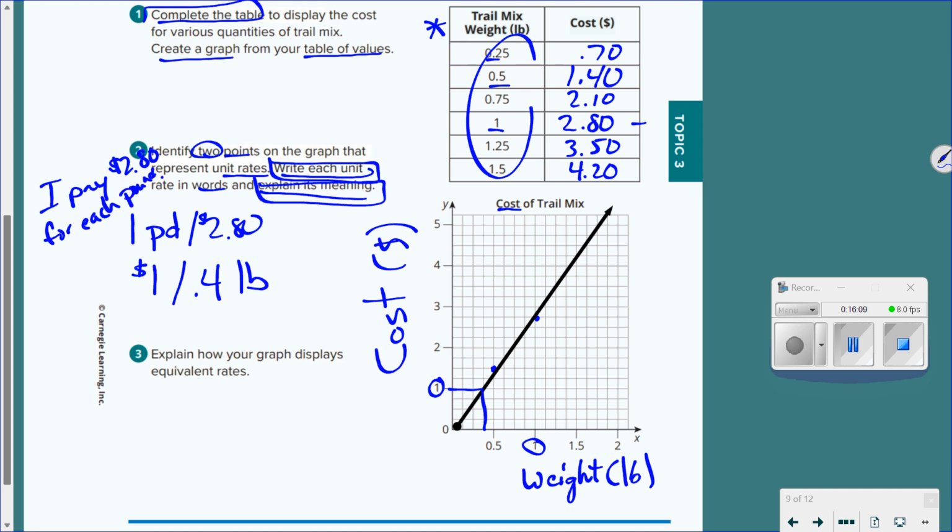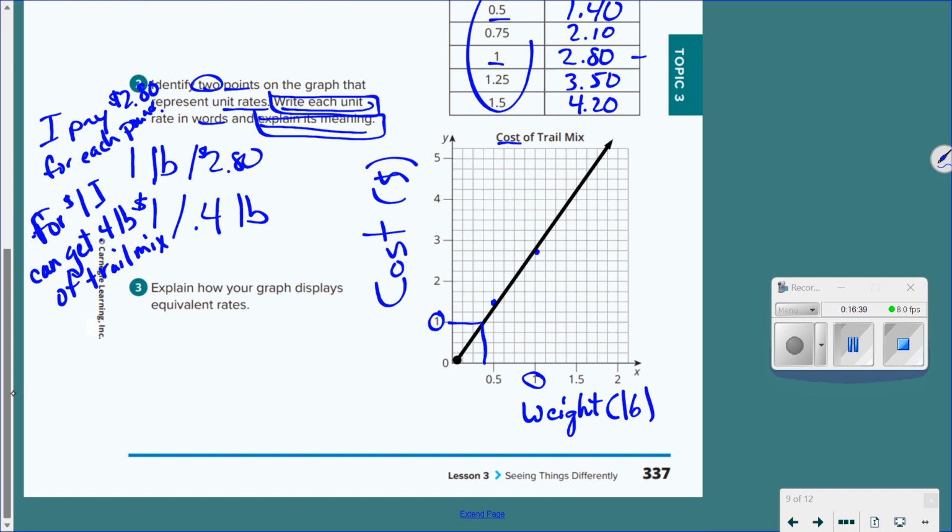And this one says for $1, I can get 4/10 of a pound of mix. Does everyone understand those unit rates and how they're different? Yes? Aren't you supposed to put LB instead of... Yeah. Good catch. So, does everybody understand everything we did on that?